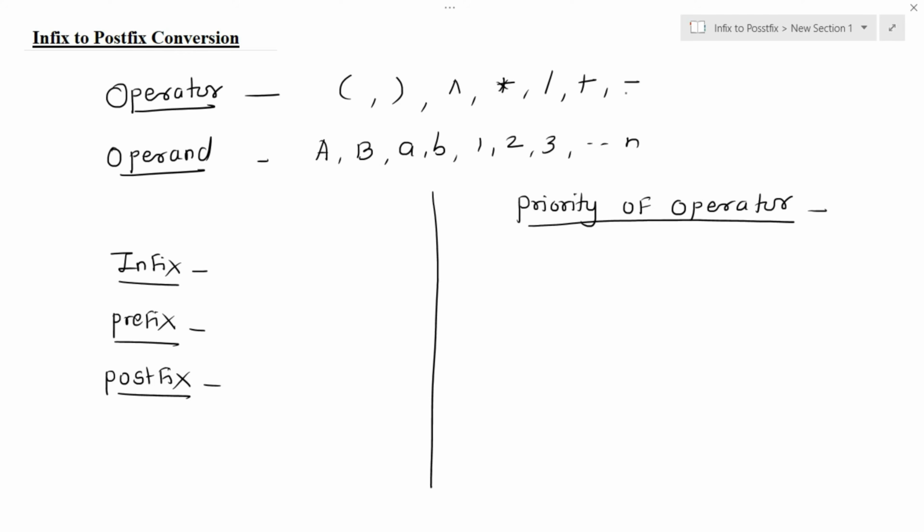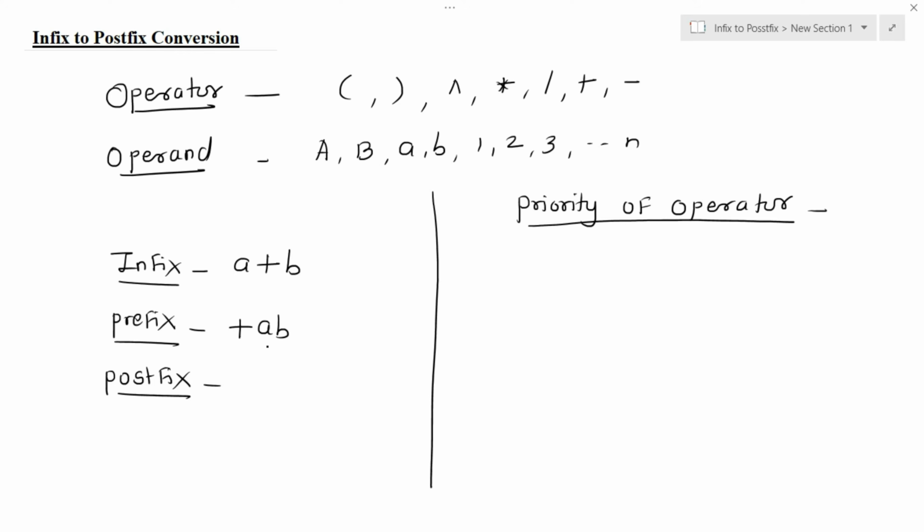Now let's see what is meant by infix, postfix or prefix. What is meant by an infix expression? If the operator comes in between the operands, this type of expression is called an infix expression. When the operator comes before the operands, then it is called a prefix expression. Here plus comes before the operands, that is A and B. So this type of expression is called a prefix expression.